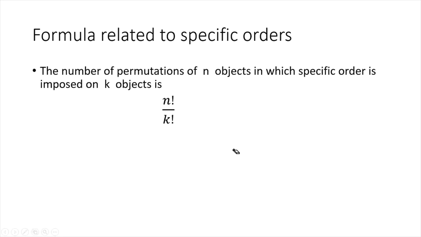And we have discussed specific order. The number of permutations of n distinct objects on which a specific order is imposed on k objects is n factorial upon k factorial. So if a specific order is imposed on k objects, then the number of permutations is going to be n factorial upon k factorial.